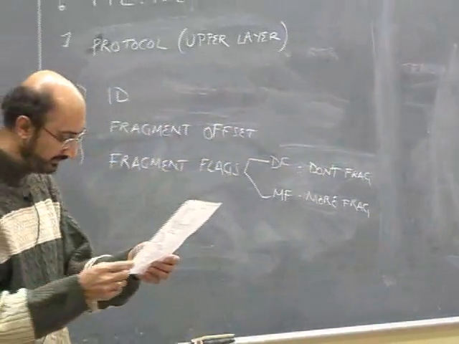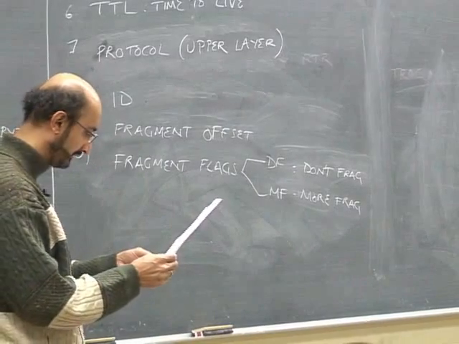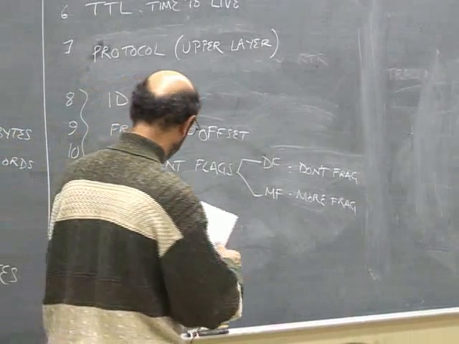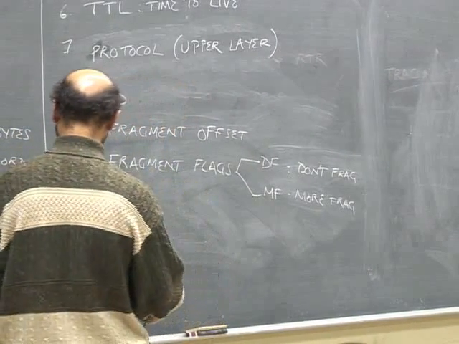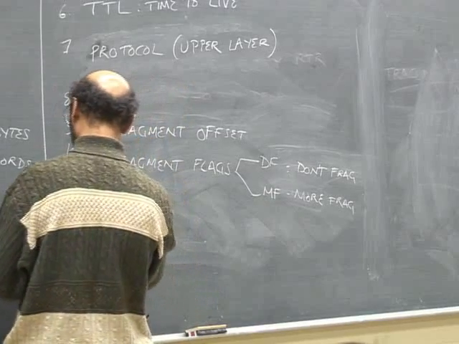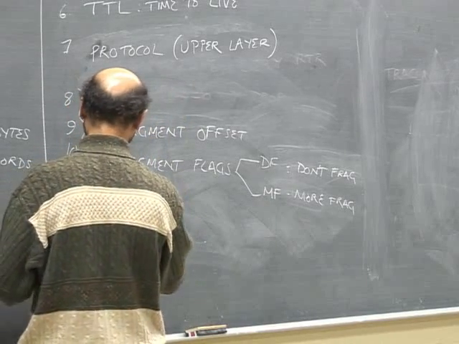OK, so we have the version, header, type of service, length, ID, flags, the TTL, the upper layer. So then we only have one more field, which is the important field, which is the header checksum.